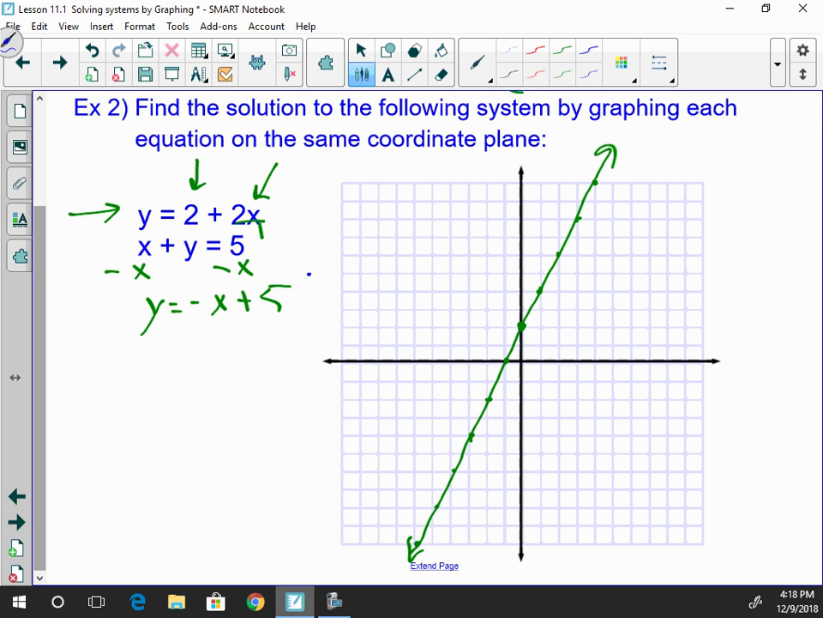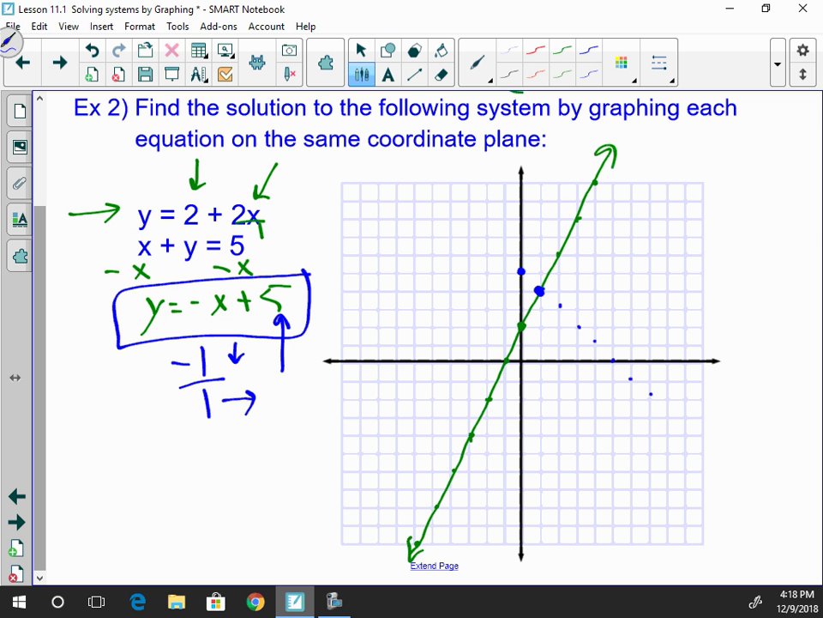I will do this line in blue, and my y-intercept is 5, so I'm up at 2, 3, 4, 5. And my slope is negative 1. Remember, that means I go down 1 and then right 1. So down 1, right 1. Look, I already put my pencil right on the solution.